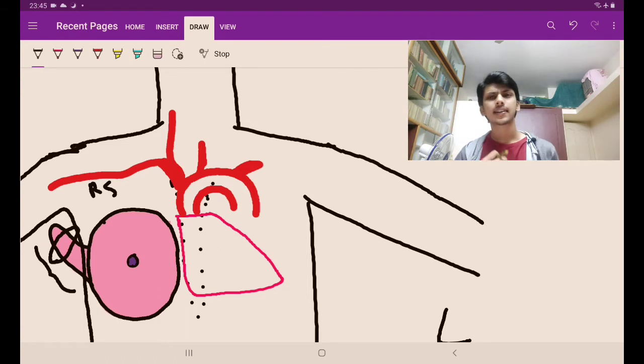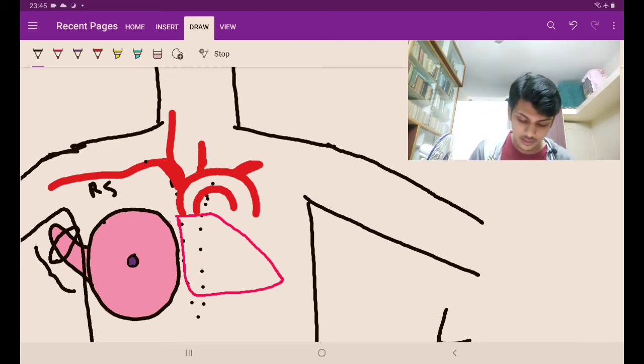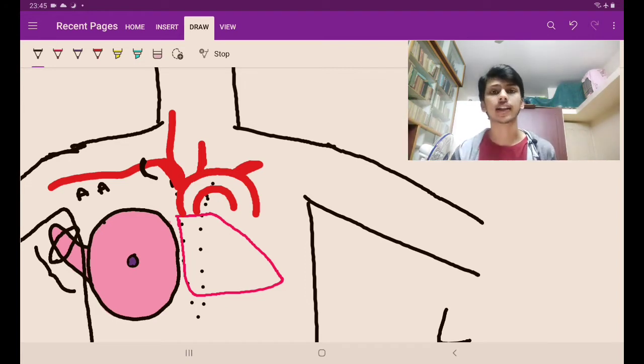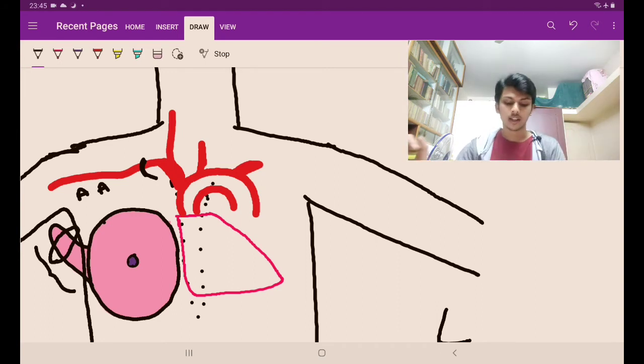Now the subclavian artery is going. When does it become the axillary artery? It becomes the axillary artery at the outer border of the first rib. There is the first rib here. So beyond this it's not the subclavian artery. It is the axillary artery. Till the lower border of teres major, it will remain the axillary artery. We'll be discussing that when we go to the arm.